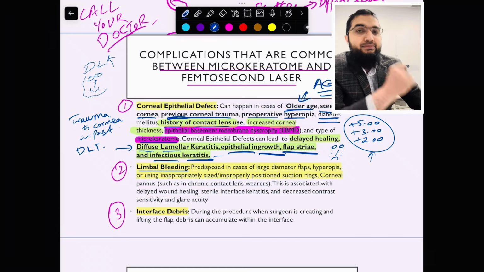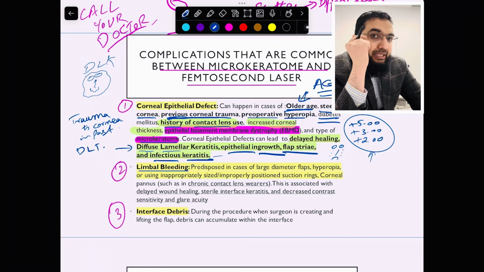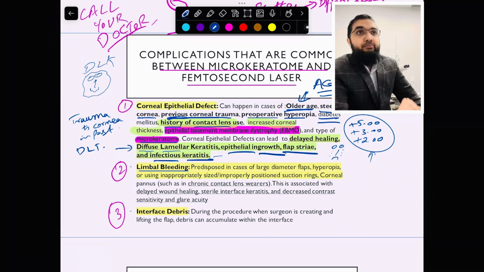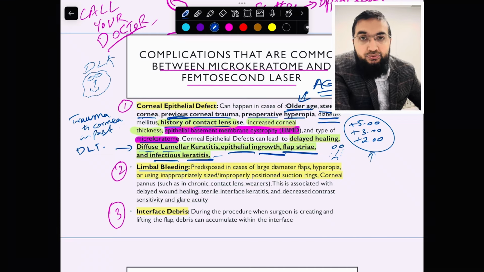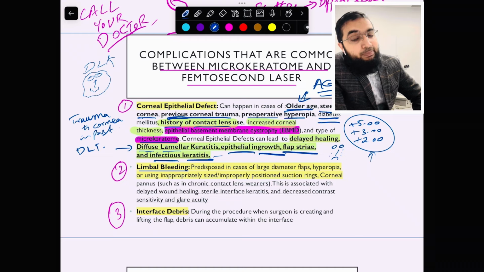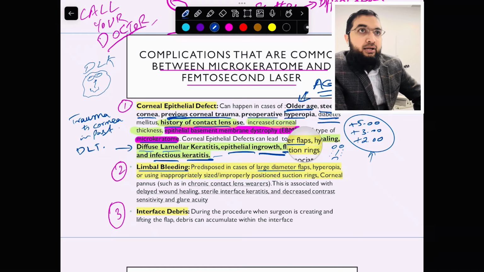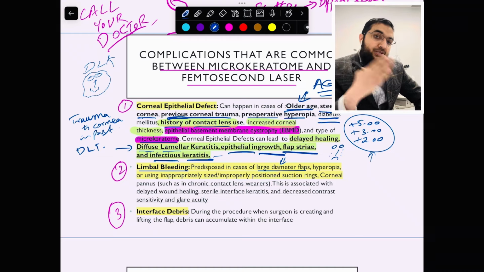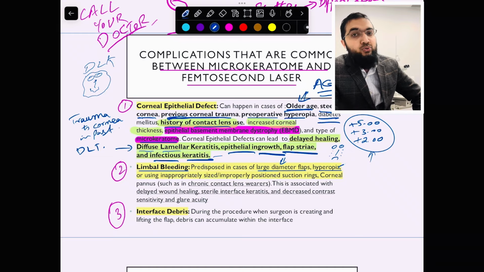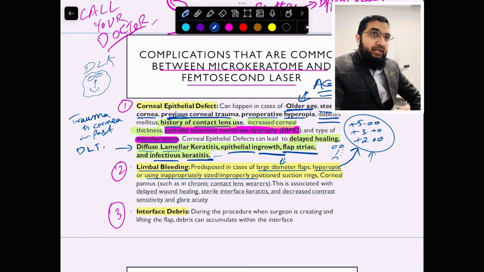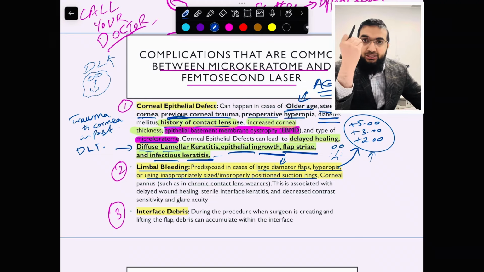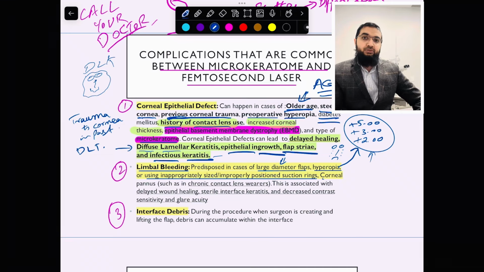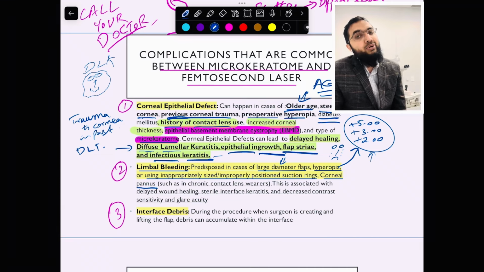Limbal bleeding. Sometimes after LASIK surgery you may see bleeding on the edge of your eye where the black part and the white part meet. Please tell your doctor that you see that bleeding spot. The people predisposed to that kind of bleeding are people who had large flaps used during the surgery, or those who had a plus prescription, called hyperopes, or those who had inappropriately or improperly positioned suction rings during that surgery, or people who had corneal pannus.